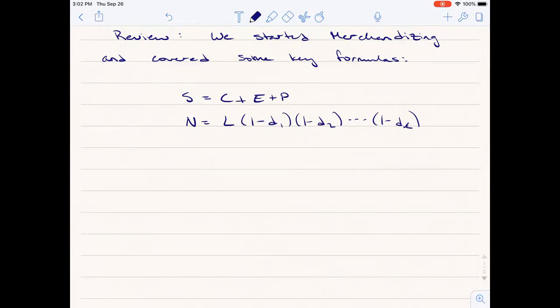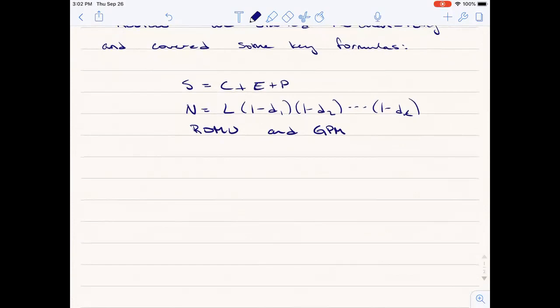We talked about the ROMU and we talked about the gross profit margin. So ROMU and the gross profit margin. We have 2 formulas for each depending on what information we have. And then we talked about the reduced selling price is the original selling price times 1 minus the rate of the markdown, the ROMDA.